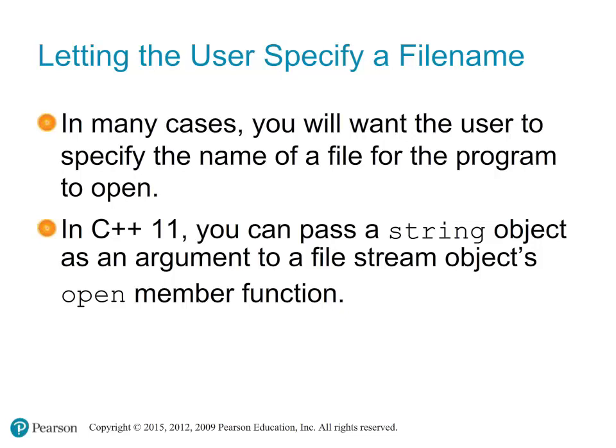Prior to C++11, the open member function of the file stream object required a C-style string or character array as the file name argument. With C++11 and later, this has been enhanced. Now you can directly pass a string object to the open function, making the process more straightforward and more in line with modern C++ practice.